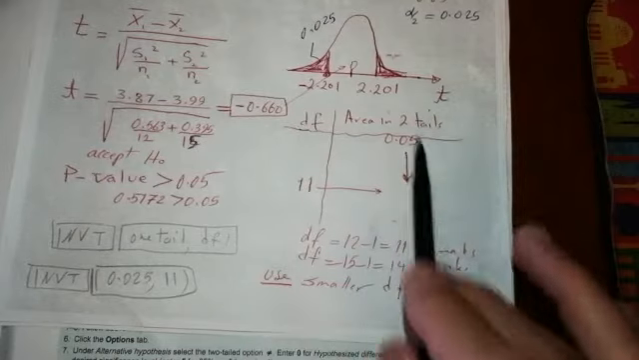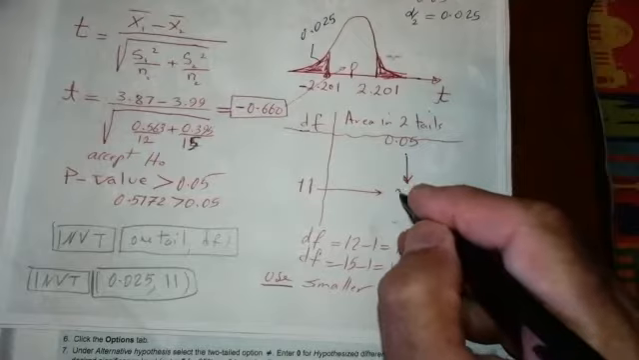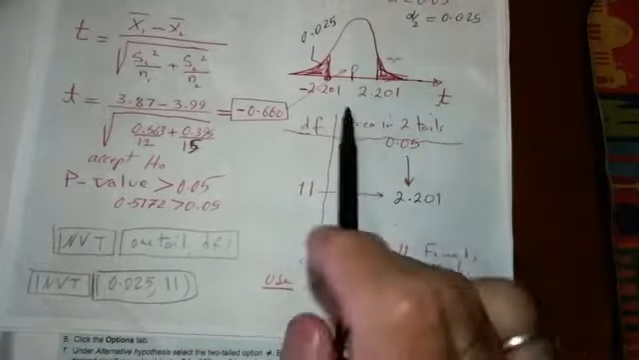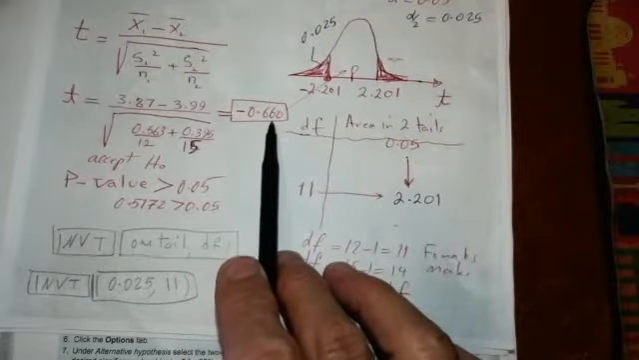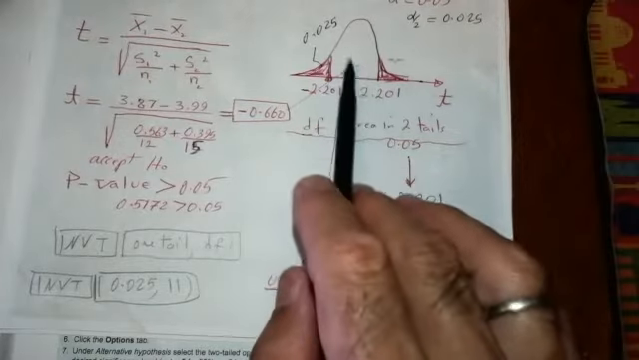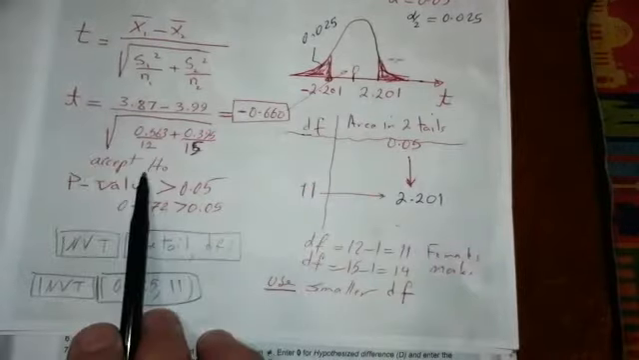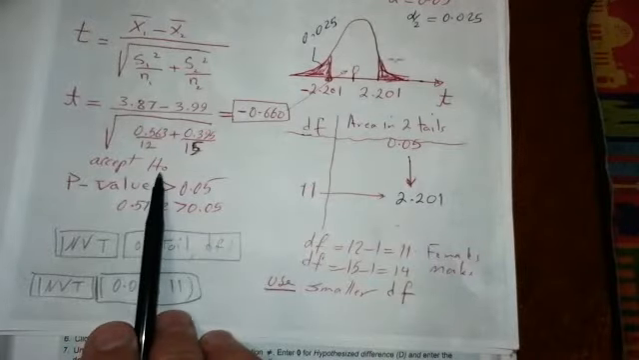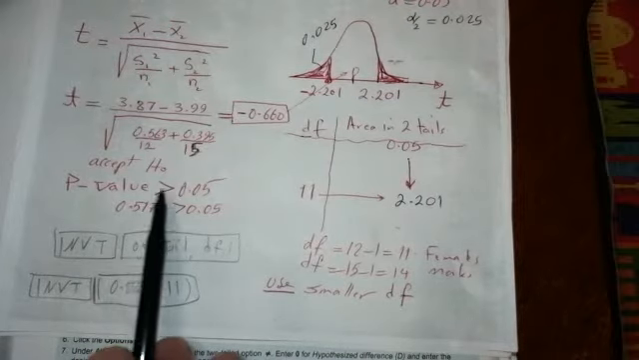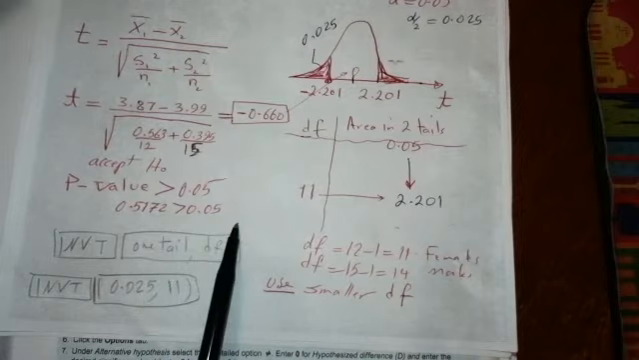We take the 11, with 5%. That gives us 2.201. So where does this minus 0.6 fall? It doesn't fall into the critical area. It falls into the blank area, or good area. So we accept H0 and reject H1. The P-value, also from the calculator, I'll show you later how to find it, is 0.5172, which is greater than 5%.